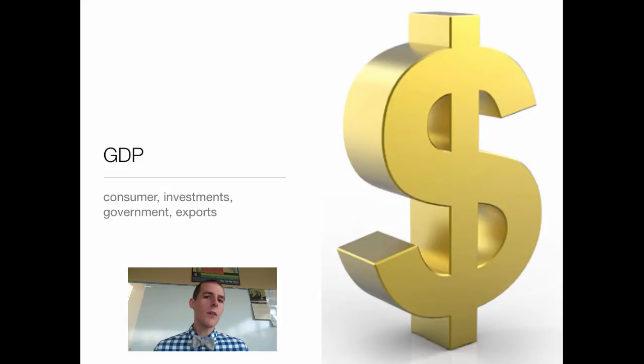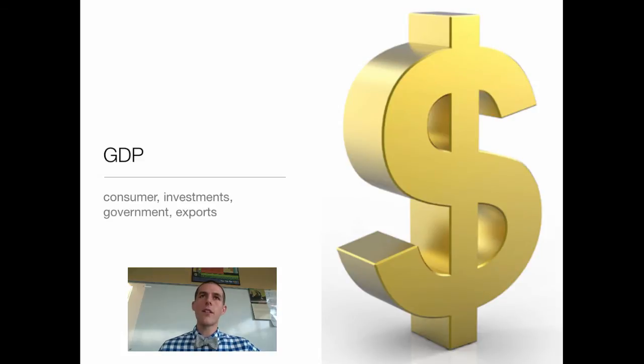So the traditional measure of the wealth of a country is the GDP, or the gross domestic product, and that is basically the cost of all things produced and sold by that country. So GDP is calculated based on four things: consumer spending, spending by investors, spending by governments, and whatever we export minus what we import.